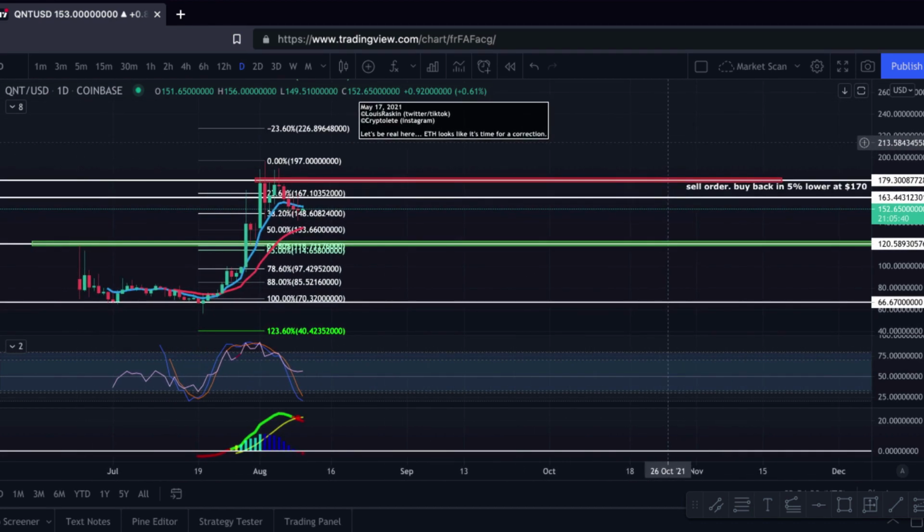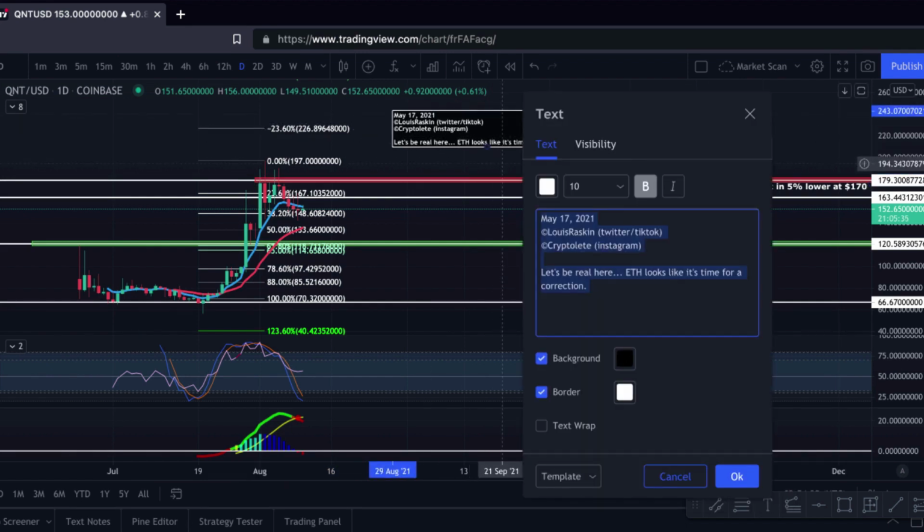Hopefully it'll pump back up to 170. We'll see. So I'm just going to say Quant is a long-term hold. I want to accumulate more QNT. I don't really care about the USD value, in that I want more QNT, not more USD.